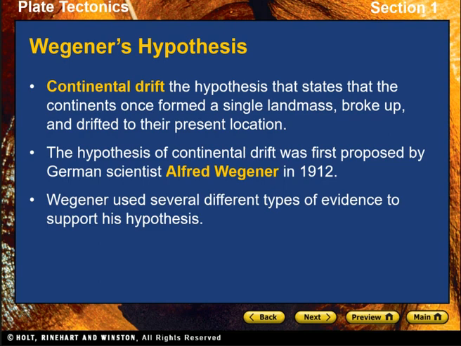Wegener speculated that the crumpling of the crust in places may have produced mountain ranges, such as the Andes on the western coast of South America.